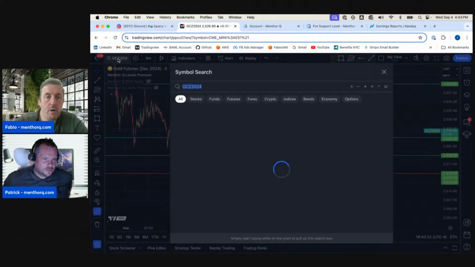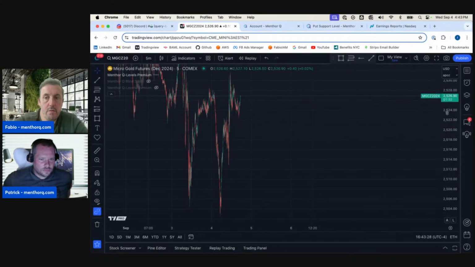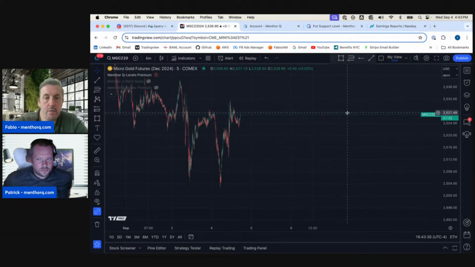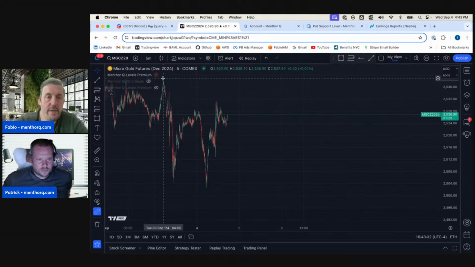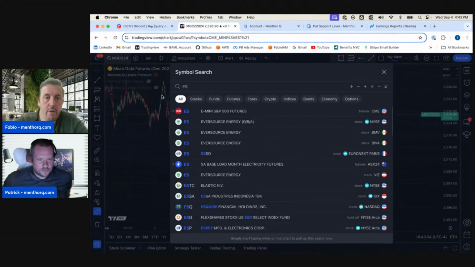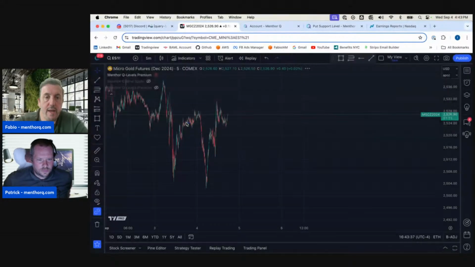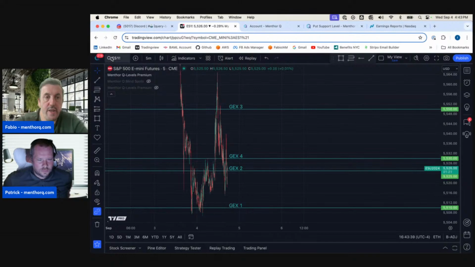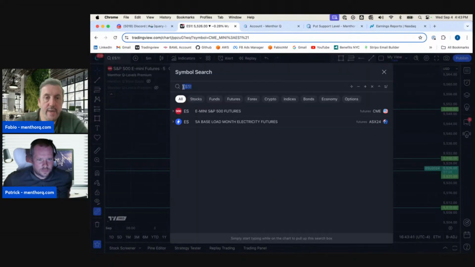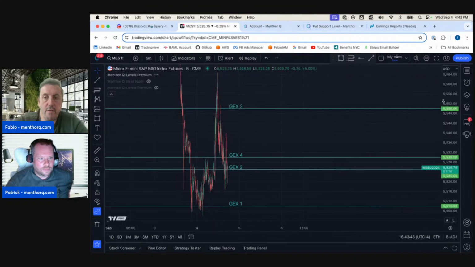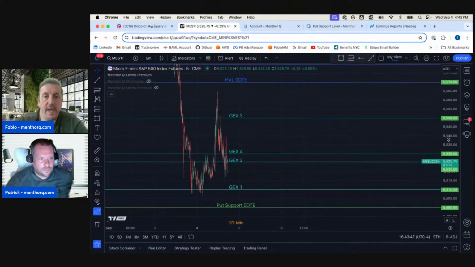Yeah, so first of all, the conversion should already be done. Let me see. Okay, now it's done. The conversion is done at the indicator level on the generic. So if you get ES and you type in MES, the levels are already converted there. The indicator already does the conversion on the generic.